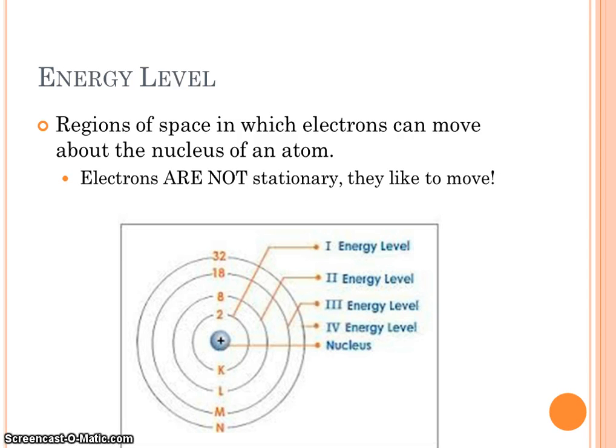And again, we talked about this a little bit, but electrons are not static. They do not stay in one place. They move, and they are fast, and they are random, and they just go all over the place. So an energy level is like a temporary home for an electron. It's going to be there for a little bit, and then it's taken off and it's going somewhere else. So energy level is a space where electrons can move around the nucleus.